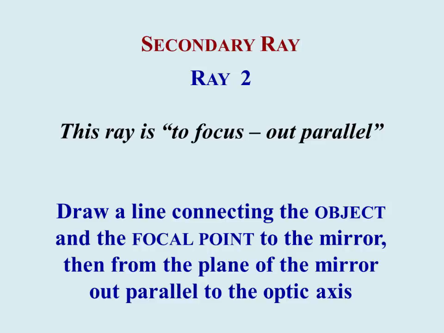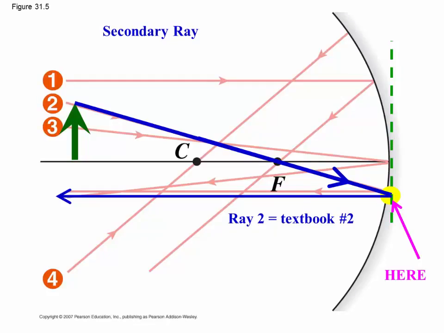The secondary ray is one that goes to the focus and then out parallel. It's the reverse of the primary ray. You first connect the object and the focal point, then when it hits the mirror, it comes out parallel. So this is a ray that you go from the object to the focal point, as you see here with the thick line, and then when it hits the mirror, that is, actually hits that green dashed line, it then comes out parallel. This ray, ray 2, is the same as the textbook ray number 2.